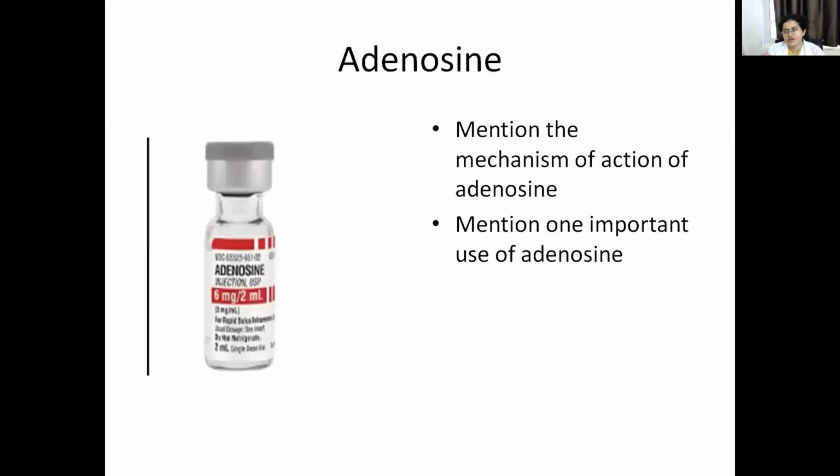Then adenosine. What is adenosine? It is mostly used for cardiac arrhythmias. Mention the mechanism of action of adenosine and one important use of adenosine. This is homework for you. Please read thoroughly the mechanism of action of adenosine. I will be asking questions in my next class.